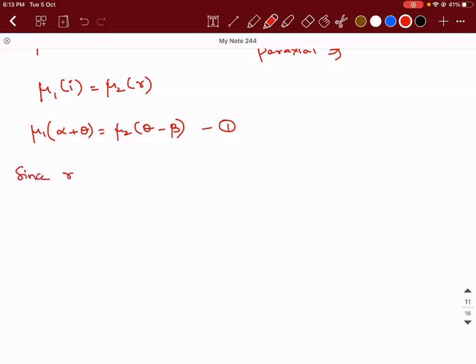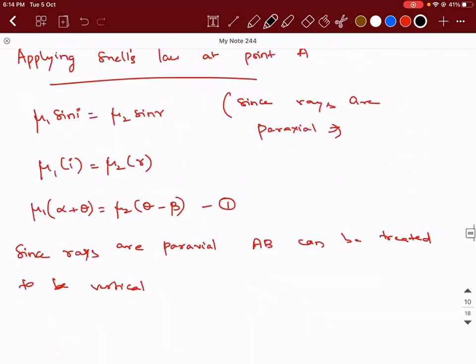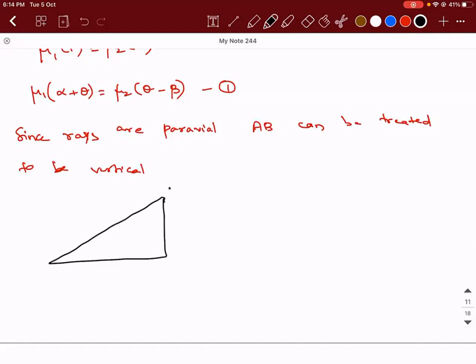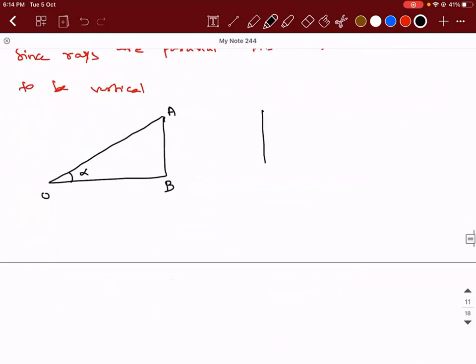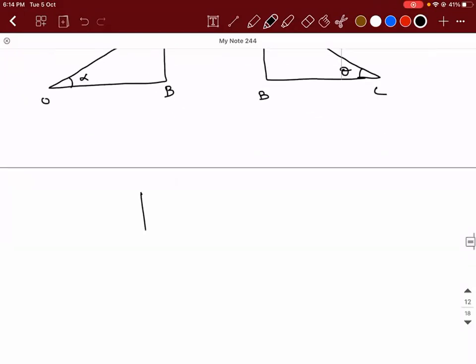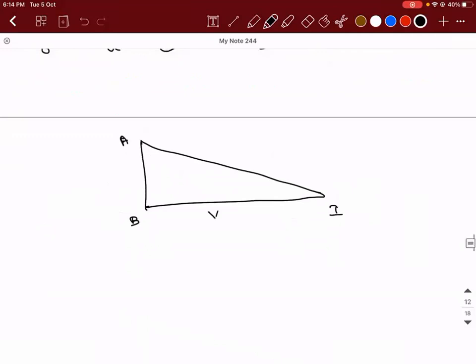Similarly, since rays are paraxial, I repeat again, since rays are paraxial, AB can be treated as vertical. That is, I can take AB to be vertical. When that is the case, I can say this is 90 degrees. When this is 90 degrees, I'll get three right angle triangles, see. ABO, I'll call this angle alpha. Similarly, I will take ABC, where this angle is theta. Similarly, I will take the triangle ABI, so that the distance between P and O is u. The distance between B and C is R. The distance between B and I is v.